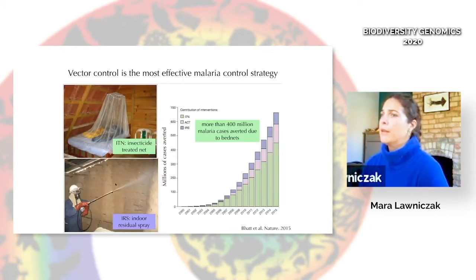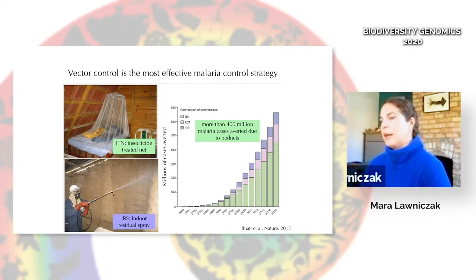The two main vector control approaches that are used in Africa are insecticide-treated bed nets and indoor residual spraying. And you can see here, this bed net is protecting the children sleeping under it, but it's not just a physical barrier. The net is impregnated with insecticide. So when the mosquito is trying to get into the net to bite the children who are sleeping under it, it's given a dose of insecticides by landing on that net regularly.